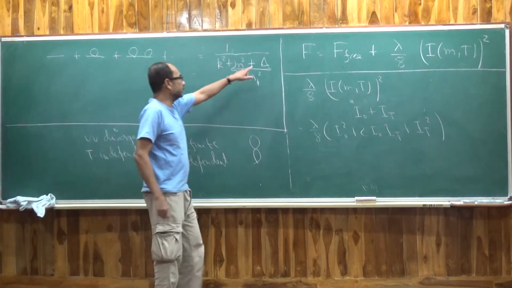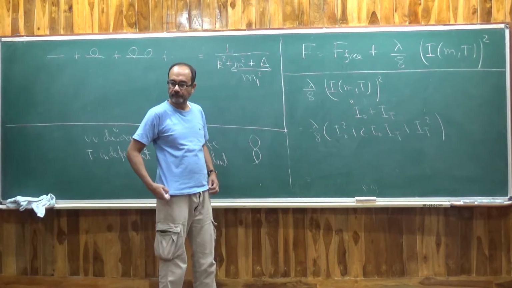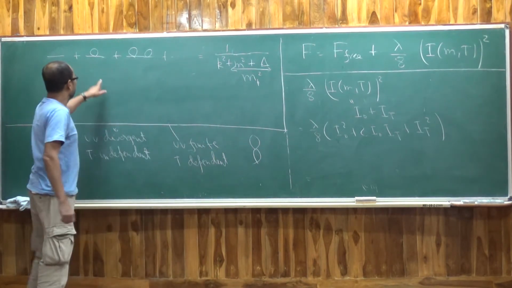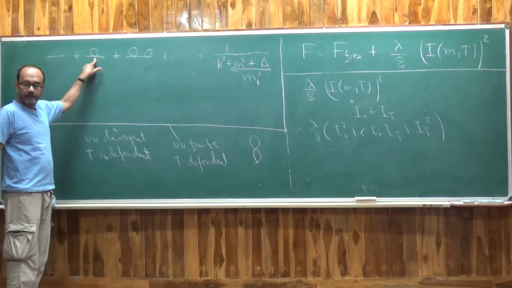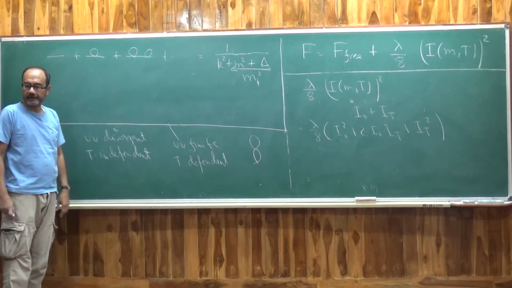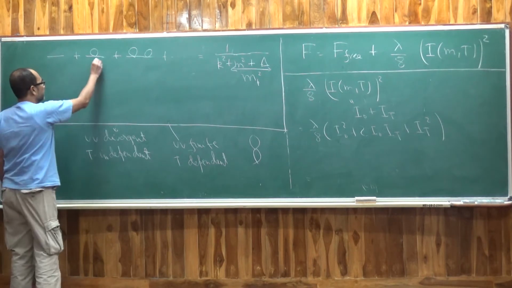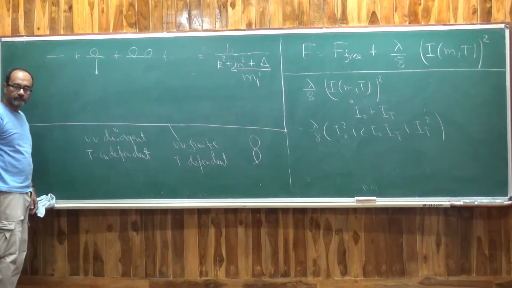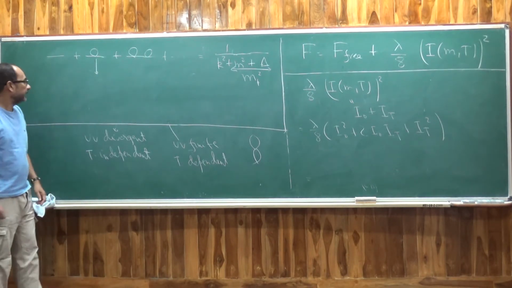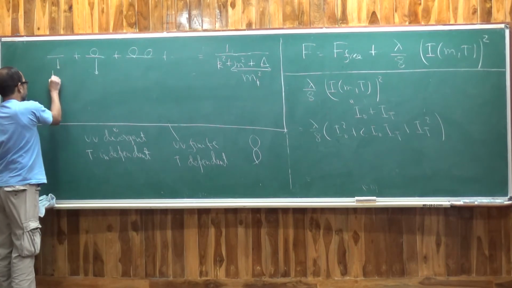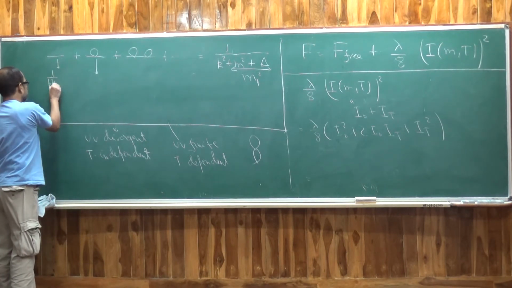So our goal is to calculate this delta. For that, it's enough to just calculate this diagram, okay? Because this will just repeat itself here. Okay, so let's calculate this diagram. This is just 1 over k square plus m square, right? So let's write this.